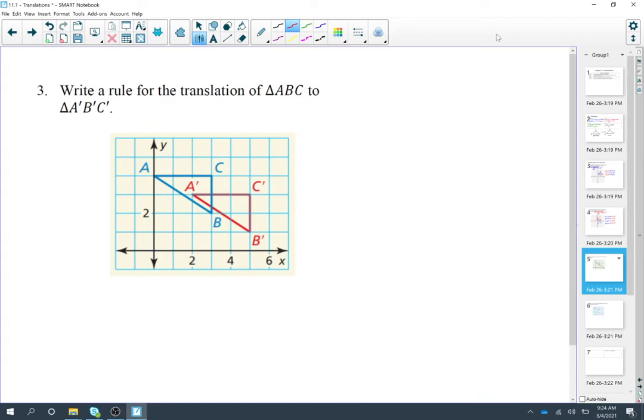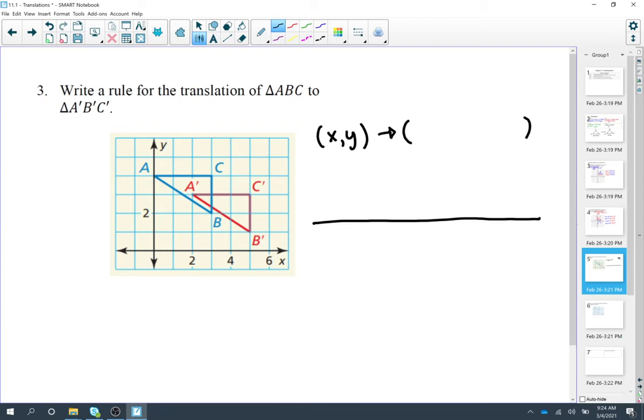Example 3. Write a rule for the translation of triangle ABC to triangle A prime, B prime, C prime. So specifically, if you're looking at color here, we have to get from the blue one to the red one, and order matters. Now, I'm actually going to write this in two different ways. I'm going to write it using the correct notation, where we take the point XY and we translate it into another point. This is what you saw on the previous two examples. And then I'm going to write it a second way by just saying left and right.